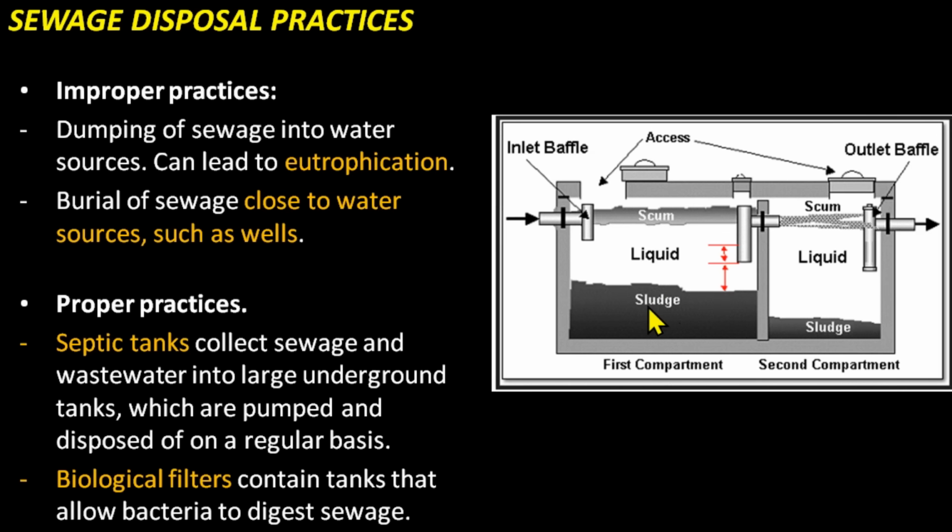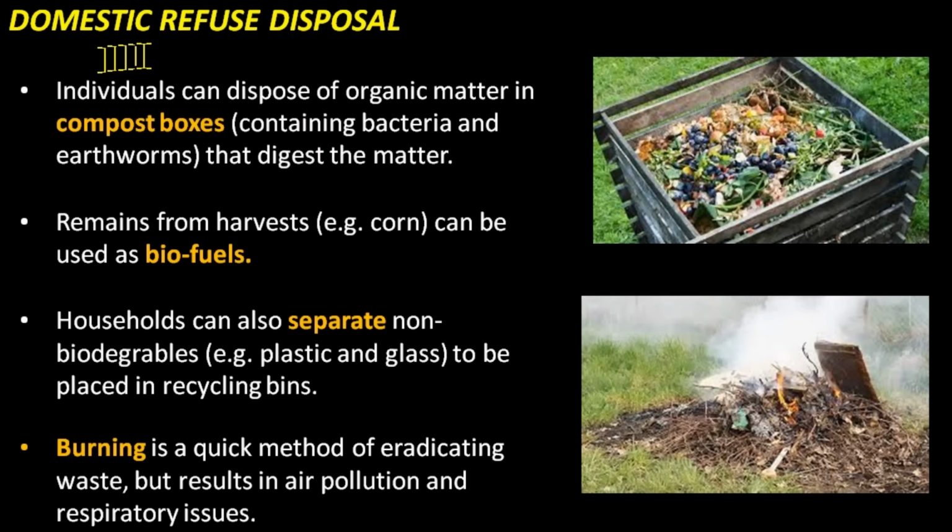So the proper practices would be to use septic tanks, which would collect the sewage and wastewater into large underground tanks, which are pumped and disposed of on a regular basis. There are also biological filters, which are involved in large-scale water purification. These are tanks that contain aerobic bacteria to digest sewage. We just went into that. Domestic refuse disposal: individuals can dispose of organic matter in compost boxes. These contain bacteria, earthworms, and small insects that will digest this organic matter.